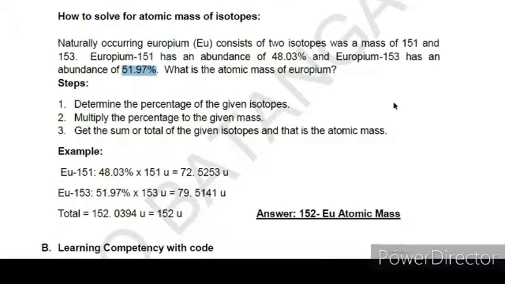So, let's try to solve for this example. In this case, you have 151 and 153 and the percent abundance. To solve this, we have to use a calculator. So we can easily compute for the average atomic mass. Now, remember that if you are given percent, you have to change it into decimal numbers.